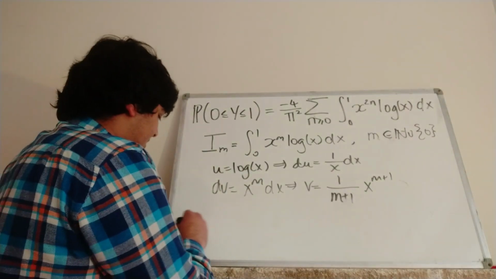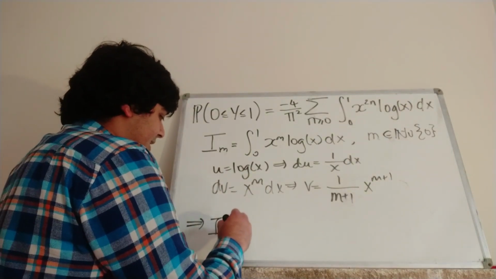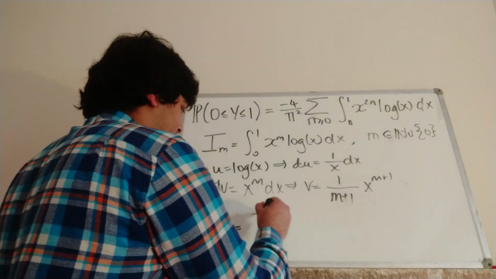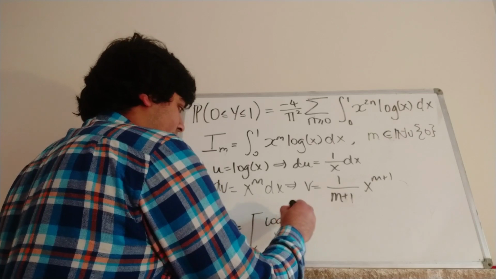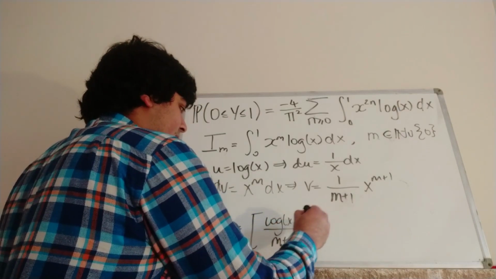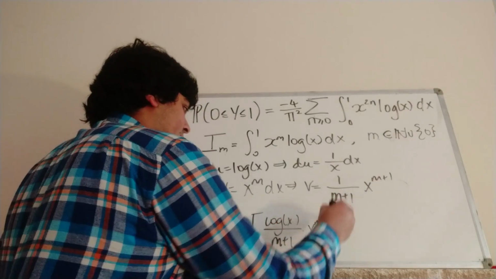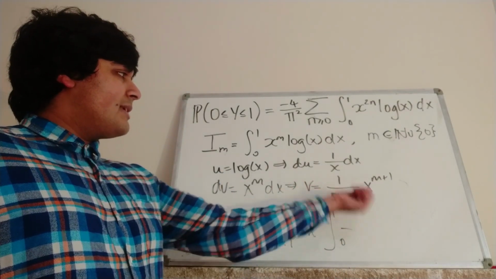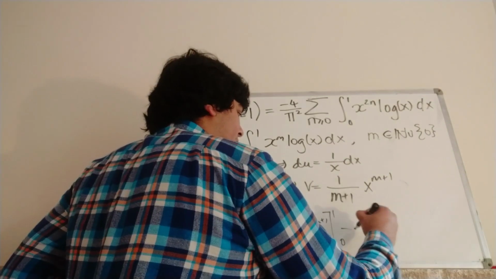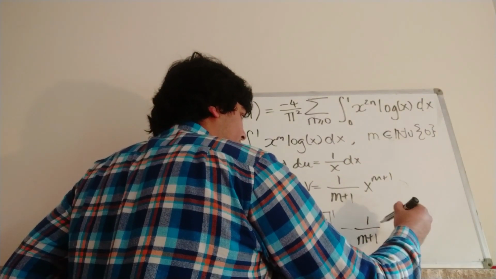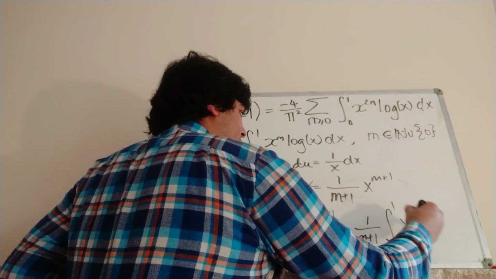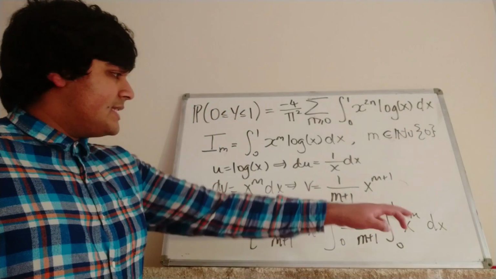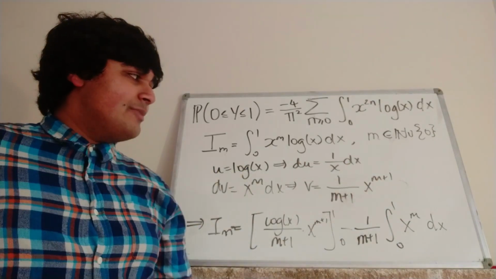So that implies that the integral we're trying to work out, Im, is equal to uv from 0 to 1. So that's log x over m plus 1 times x to the m plus 1, from 0 to 1, minus the integral of v du. So minus 1 over m plus 1 times the integral from 0 to 1 of x to the m dx, because obviously x to the m plus 1 divided by x gives me x to the m.